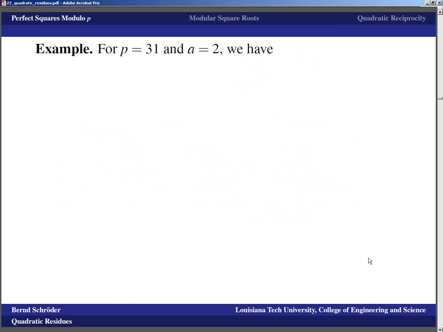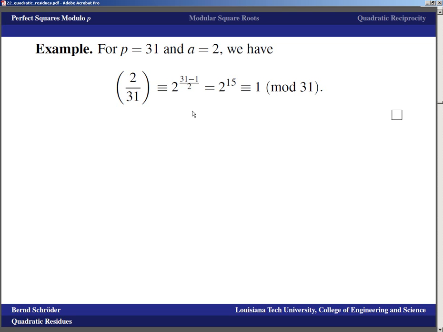All right, as an example, for p equals 31 and a equals 2, we have that the Legendre symbol of 2 over 31 is 2 to the (31 minus 1)/2, which is 2 to the 15th, and that's equivalent to 1 modulo 31, because 2 to the 5th is 32, and 32 is equivalent to 1 modulo 31, so we end up with just 1 to the 3rd, right? 2 to the 5th to the 3rd, modulo 31, and that ends up being 1.